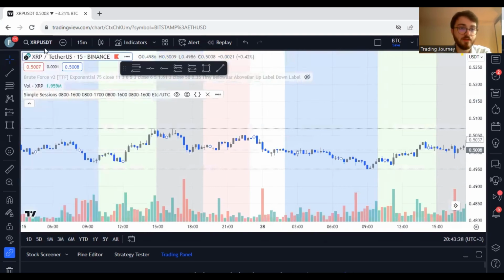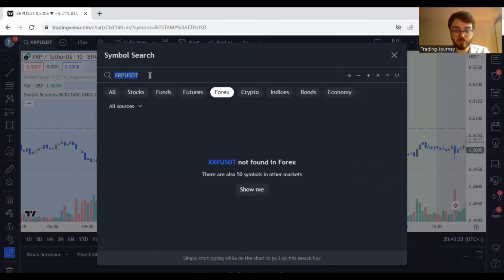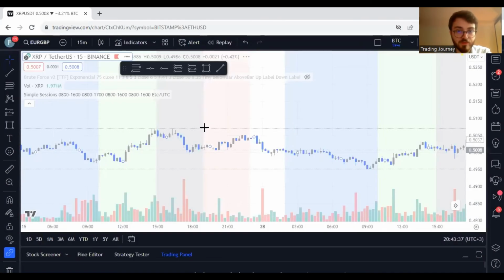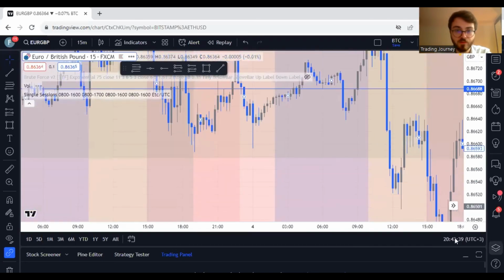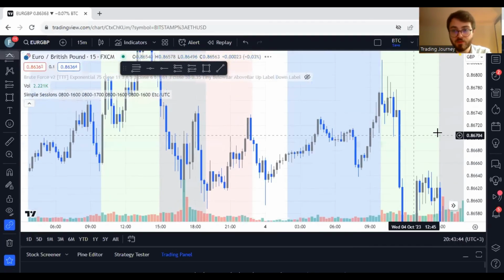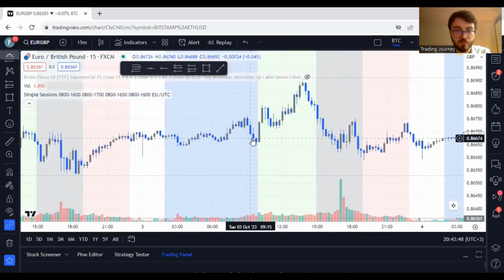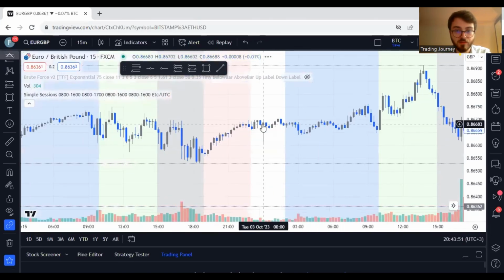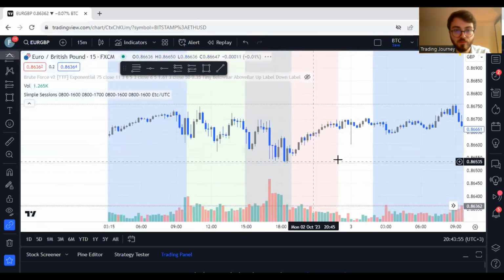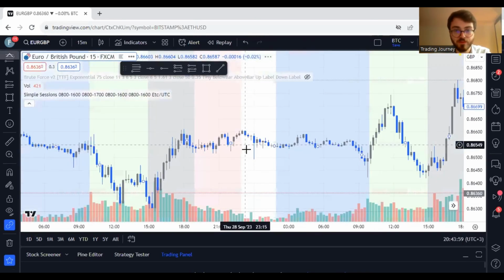And you can see that especially well with Forex. If we go to any Forex pair like Euro British Pound, we can see it usually very easily. Let me just clean the chart. We can see that during the Asian session, the price tends to just consolidate. And during the night, there's literally nothing, no volume at all whatsoever. So those are usually the times that you don't want to trade.